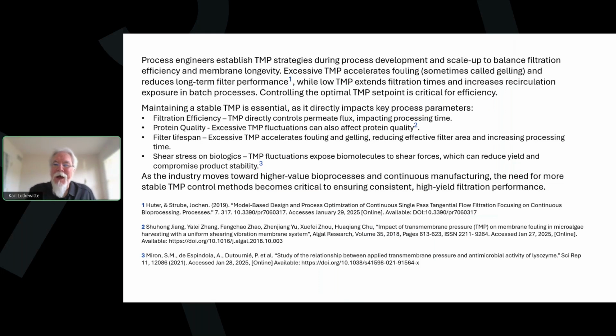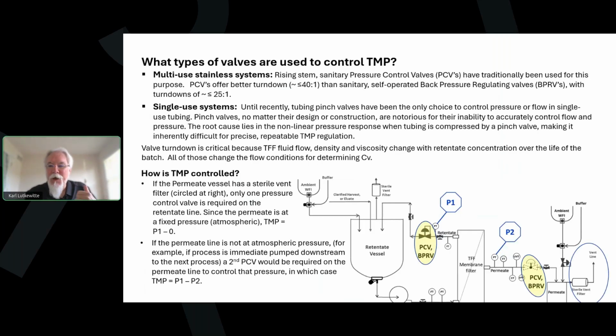So how do we control TMP and what types of valves are used? It depends upon the type of system you are working with. In traditional multi-use stainless bioprocessing systems, a conventional sanitary rising stem pressure control valve has typically been used. And why? These control valves have better turndown, a maximum of about 40-to-1. And they are better than the alternative valve that you might be able to use, which is a sanitary back pressure regulator. Traditional sanitary back pressure regulators have lesser turndowns of about 25-to-1 at best.